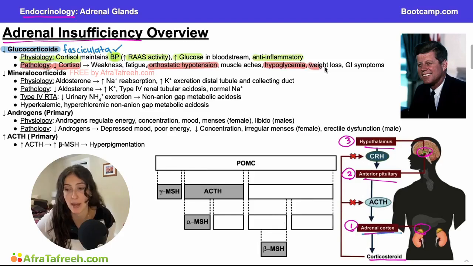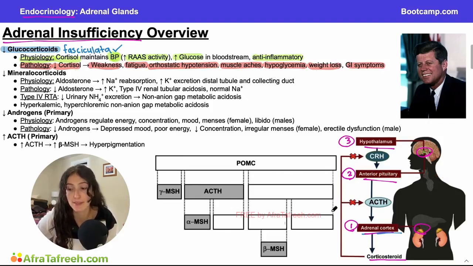like weight loss, weakness, fatigue, just having decreased energy because cortisol is so important for increasing glucose in the bloodstream, as well as some other metabolic pathways. Additionally, when you have decreased cortisol, you might see muscle aches or GI symptoms, and these can all be part of the pathology associated with decreased cortisol that we might see in adrenal insufficiency.